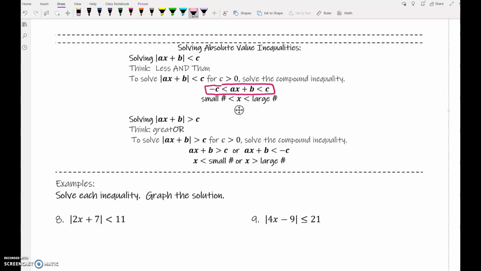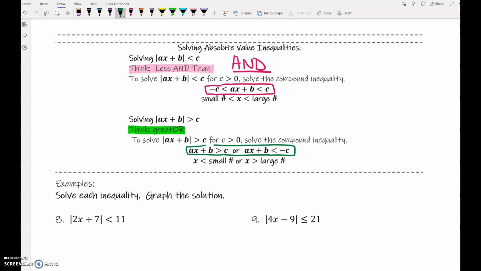And I want you to think less and than. Less than creates and inequalities. Greater, I want you to think great or. If we have absolute value of stuff is greater than c, we rewrite it as stuff is greater than c, that one doesn't change, or stuff is less than -c. That one changes both. This one creates an or inequality. I want you to think great or.